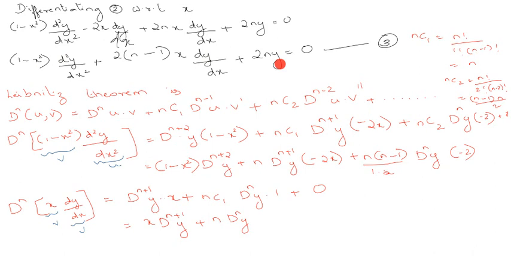Again, y has to be differentiated n times, and in order to differentiate all these terms n times, we are using the Leibniz theorem. So we are now taking the first term, that is dn of (1 minus x square) into d square y by dx square. We are taking d square y by dx square as u and 1 minus x square as v. It is because this term will vanish after differentiating it two times. That's why we are taking this term as v.